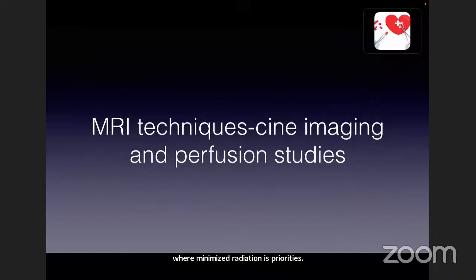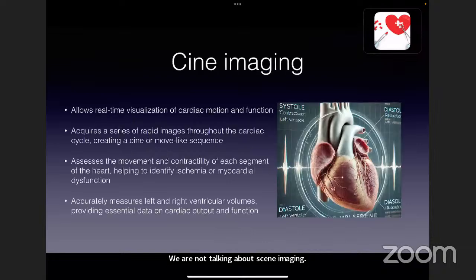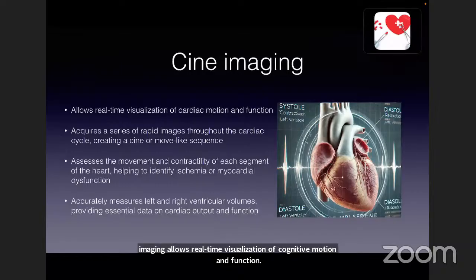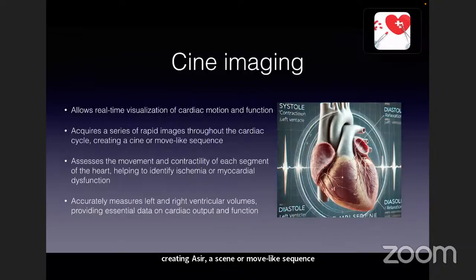We are now talking about cine imaging and perfusion study. Cine imaging allows real-time visualization of cardiac motion and function. It acquires a series of rapid images throughout the cardiac cycle, creating a cine or movie-like sequence. It assesses the movement and contractility of each segment of the heart, helping to identify ischemia and myocardial dysfunction, and accurately measures left and right ventricular volumes, providing essential data on cardiac output and function.